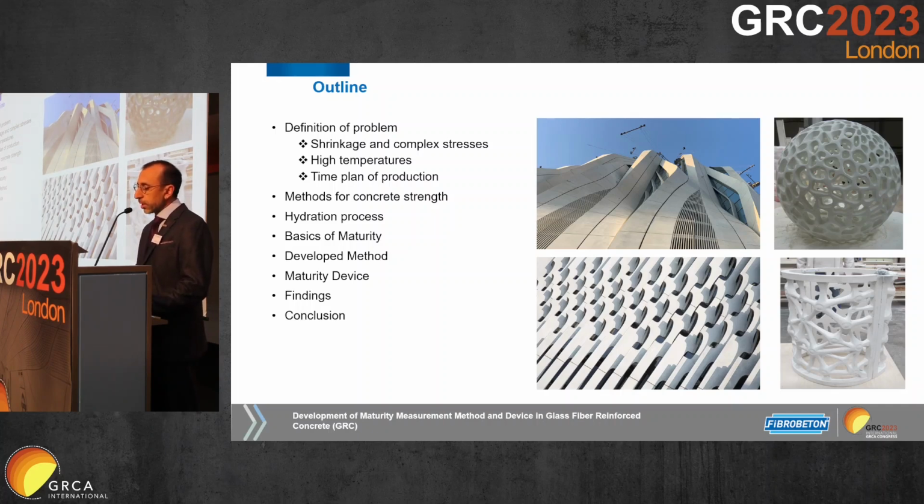One of the primary challenges in GRC material is the occurrence of shrinkage and getting the high temperatures. Additionally, high temperatures pose another hurdle as they can lead to thermal expansion and contraction, potentially causing cracks and deformation. To address these challenges, a well-structured time plan of production is essential. Efficient production processes, including mixing, molding, and curing, must be meticulously planned and executed.